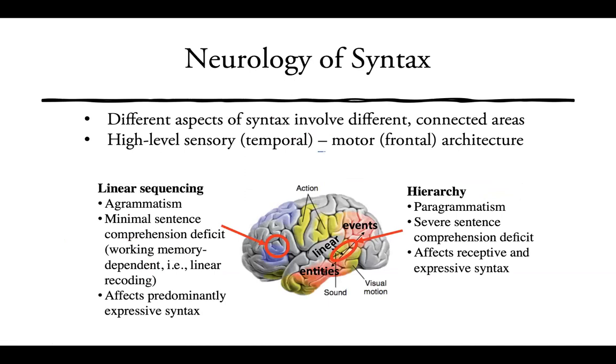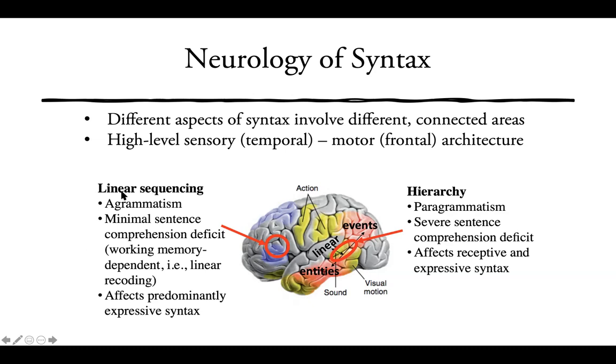So the neurology of syntax is the following then, according to this view. The syntax is broken up into a couple different parts. So yes, there is a network of regions involved in syntax, as many people have proposed, but different components of syntax involve different regions, which are interconnected with each other. And the architecture of this system follows a high-level sensory, that is temporal lobe, and motor, that is frontal-related architecture. So that the different components of syntax follow this architecture and adhere to the same sorts of principles involved in motor control in terms of their recruitment and asymmetry during perception and production.